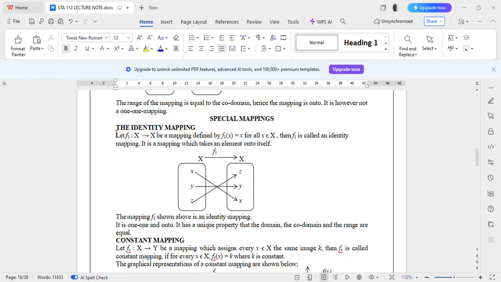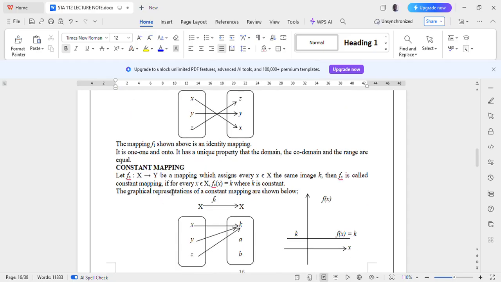So this is a perfect example of an identity mapping. So let me put it here: identity mapping. These are types of mapping. Now let's move on to constant mapping.